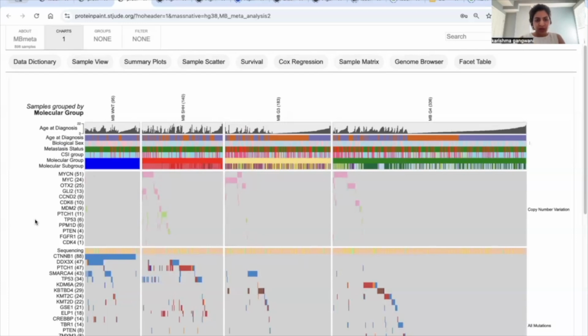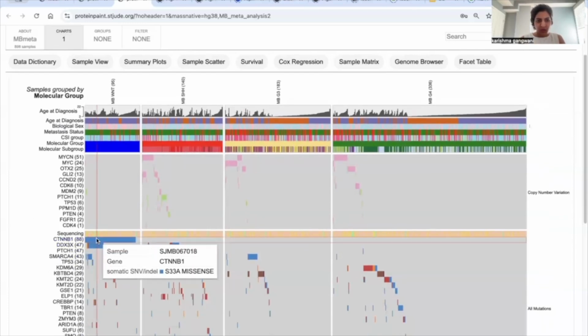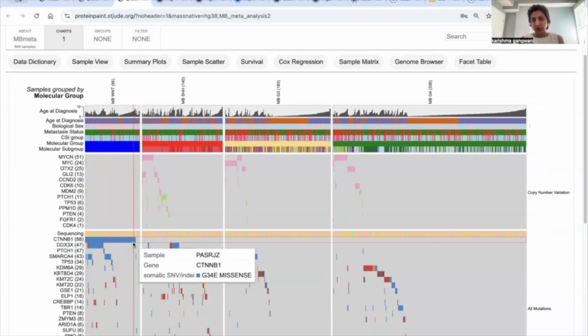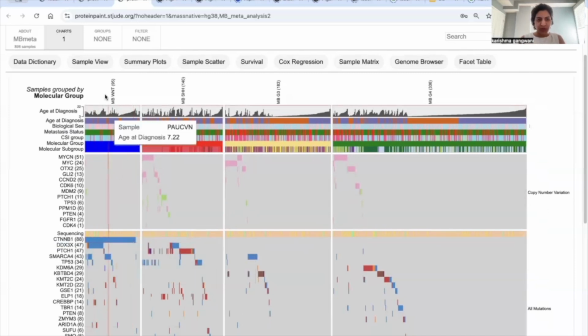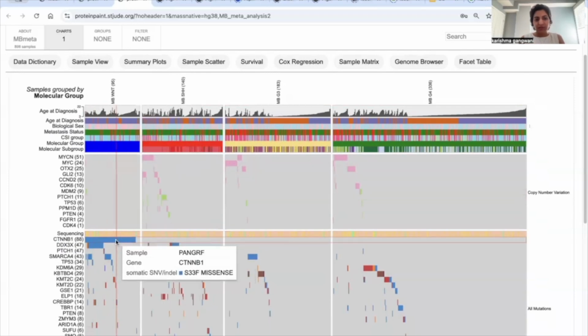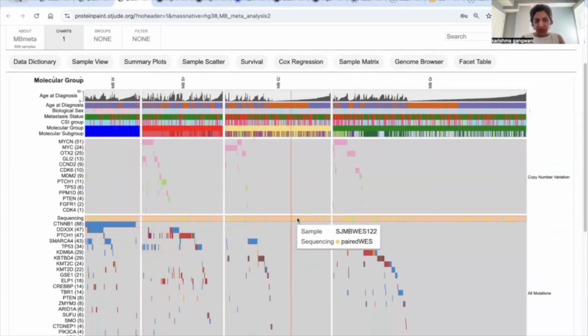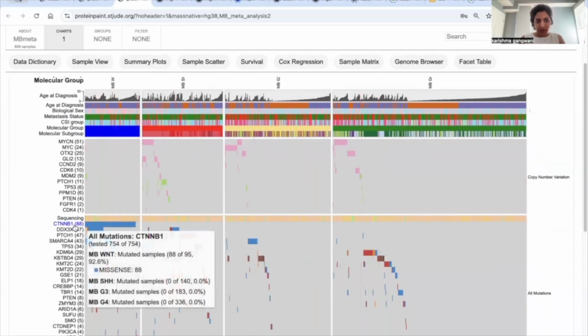So one example I can give you is CTNNB1, which is beta-catenin, which we also talked about in the previous video. So you can always go back to those previous videos. It only shows up in the Wnt group because it is a classic feature of the Wnt group, and you won't see it in any other group, and that is expected.